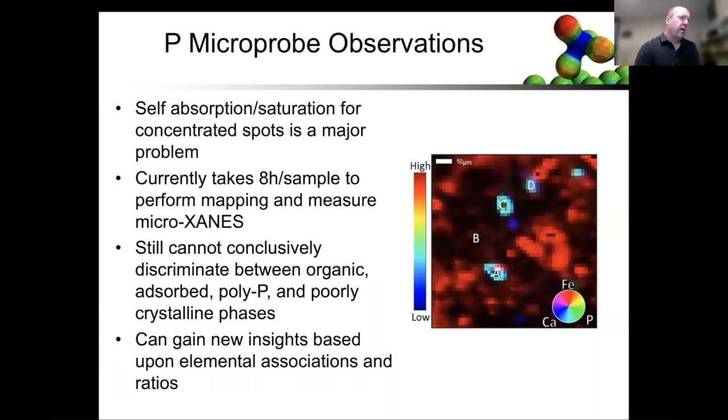Yeah, the other thing about this is that it takes a shift, or 6 or 8 hours or so, per sample to do the mapping on a reasonable size sample, and also then to do microXANES on a few spots. One thing that you can do with this approach that's really powerful is you could collect XANES at different energies too, right?